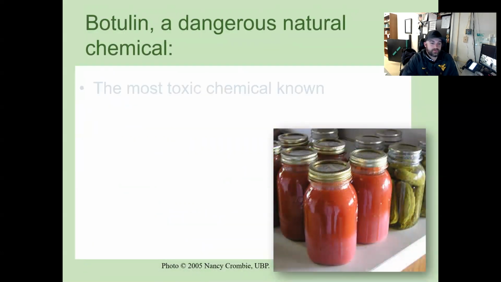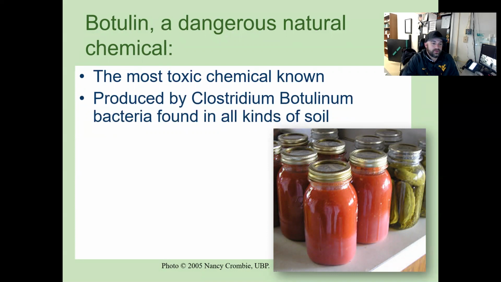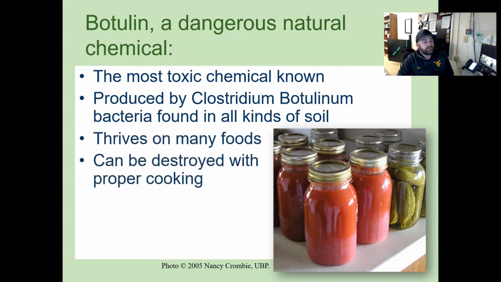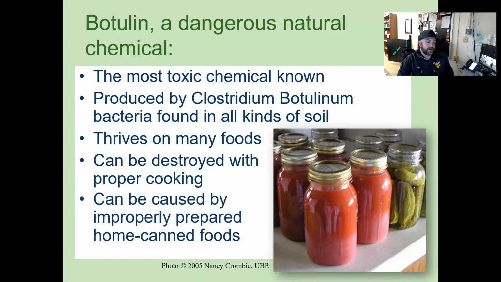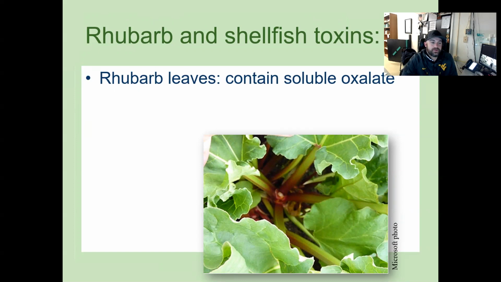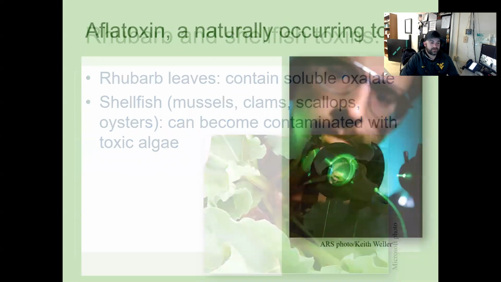Botulin, a dangerous natural chemical, the most toxic chemical known, produced by Clostridium botulinum bacteria found in all kinds of soils, thrives on many foods, can be destroyed with proper cooking, and can be caused by improperly prepared home canned foods. So rhubarb and shellfish toxins. Rhubarb leaves contain soluble oxalate. Shellfish, such as mussels, clams, scallops, and oysters, can become contaminated with toxic algae.